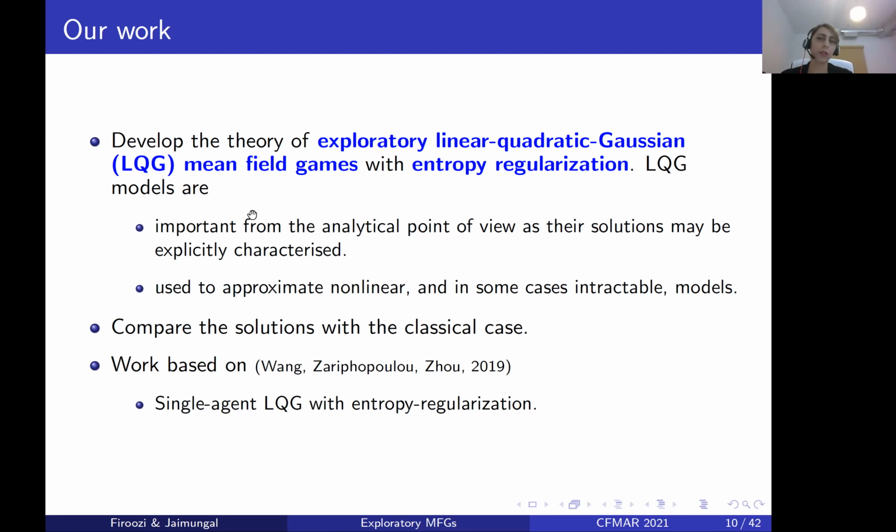We have chosen LQG mean field game systems because we think that they are very important from the analytical point of view, and we can always characterize their solution explicitly. This can give us some intuitions, help us to learn the inherent properties of the system and things like that. And moreover, we can look at LQG systems as the building blocks of a stochastic system. So we can use them to approximate nonlinear and in some cases intractable systems. Our work is based on this work here. This work investigates entropy-regularized LQG systems for just a single agent system.